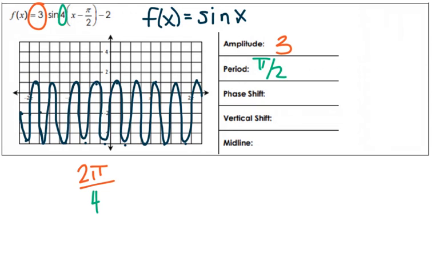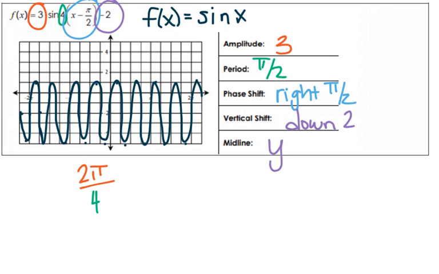There's definitely a phase shift happening because you have a number inside the parentheses. Remember, if it's minus, that moves it to the right. So move it to the right, pi over 2. There is a vertical shift because you have the minus 2 outside. So I would say down 2. And if it's moved down 2, the new midline will be y equals -2, which is about right there.